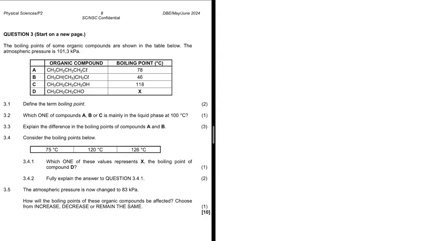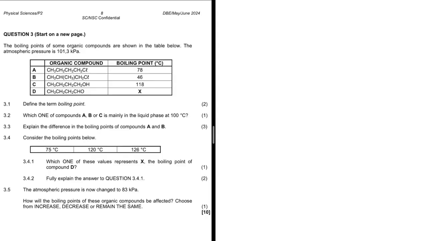If we take a look at A, B, and C, the answer here to 3.1.2 is C. C is in the liquid phase at 100 degrees Celsius because it has not yet reached its boiling point. Okay, explain the difference in the boiling points of compound A and B. That is for 3 marks.